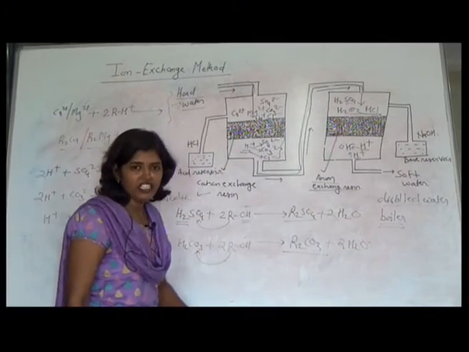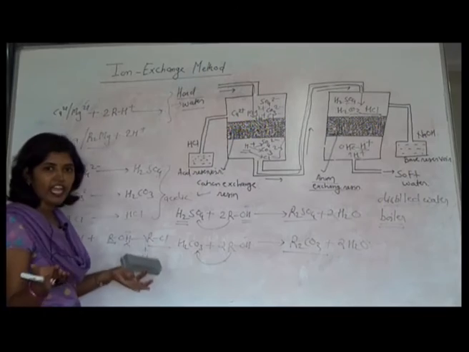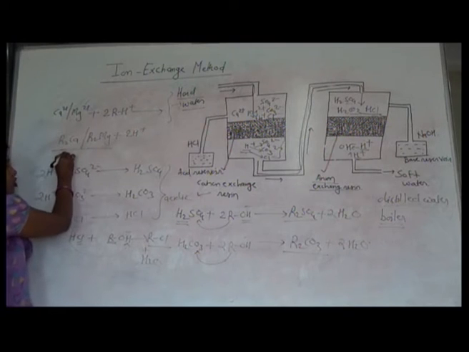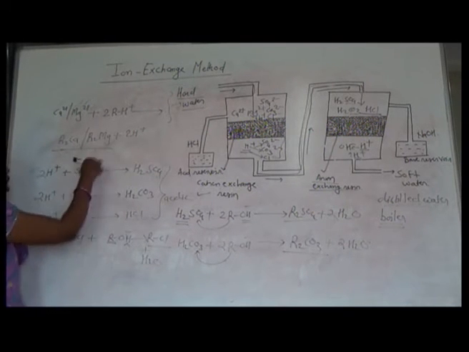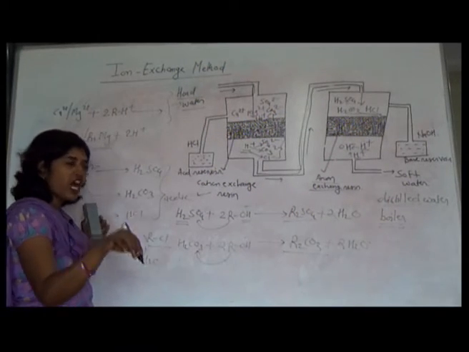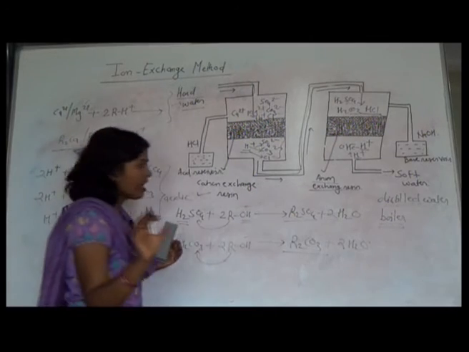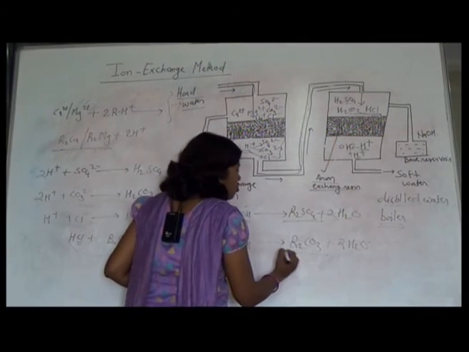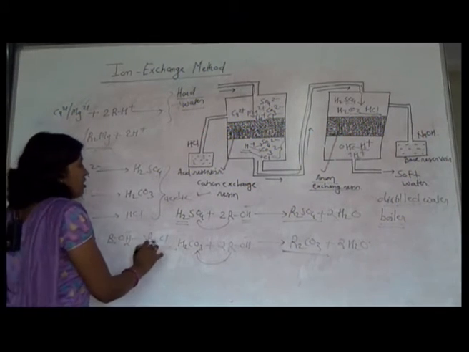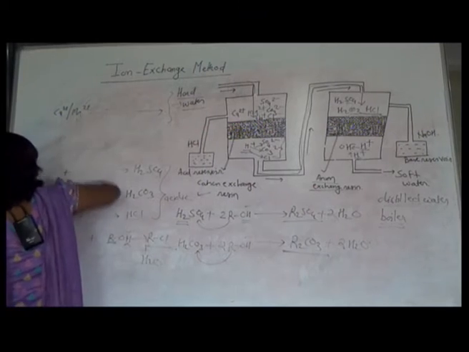Let's see the regeneration process. That was about the softening process. What is the formula for the exhausted cation exchange resin? It is either R2Ca or R2Mg, or RNa if Na is present in the water as a cation causing hardness. The exhausted anion exchange resin is R2SO4, R2CO3 or RCl. These are regenerated by using NaOH. Now let's see the regeneration.